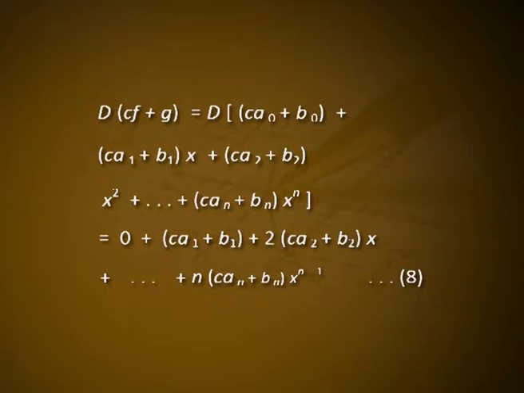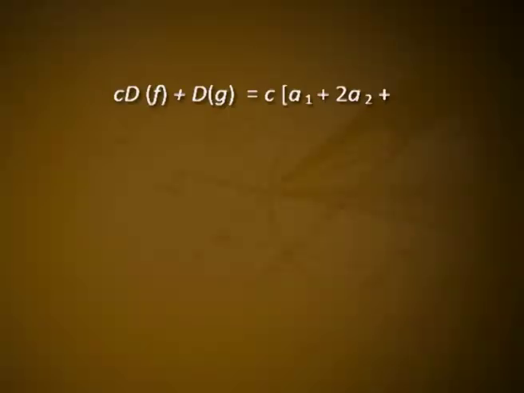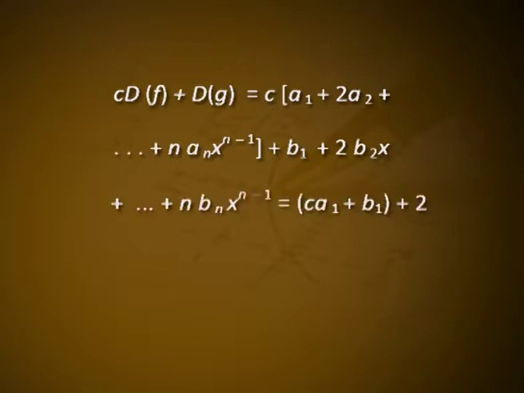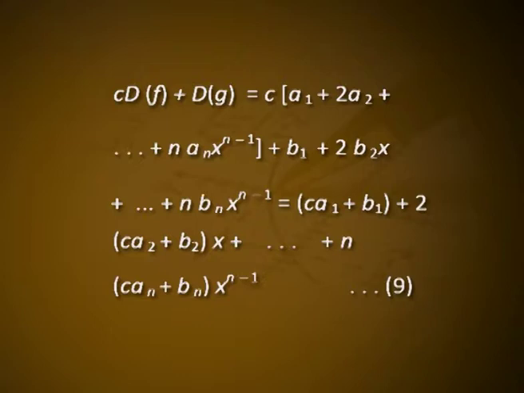plus n into c a_n plus b_n x raised to n minus 1. Equation number 8. Also, D of c into f plus g equals c into (a_1 plus 2a_2 x plus etc. n a_n x raised to n minus 1) plus (b_1 plus 2b_2 x plus etc. n b_n x raised to n minus 1), which is equal to (c a_1 plus b_1) plus 2 into (c a_2 plus b_2) into x plus etc. n into (c a_n plus b_n) x raised to n minus 1.